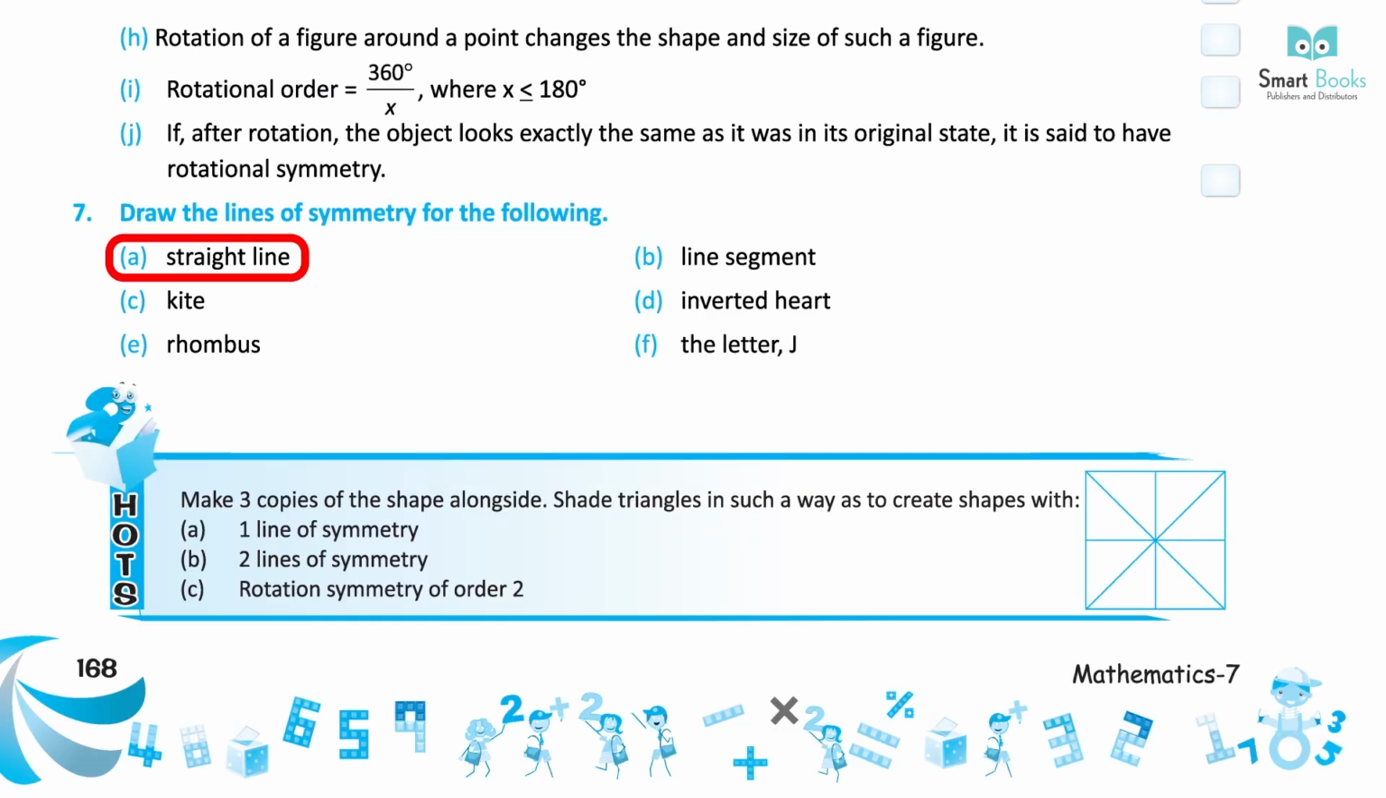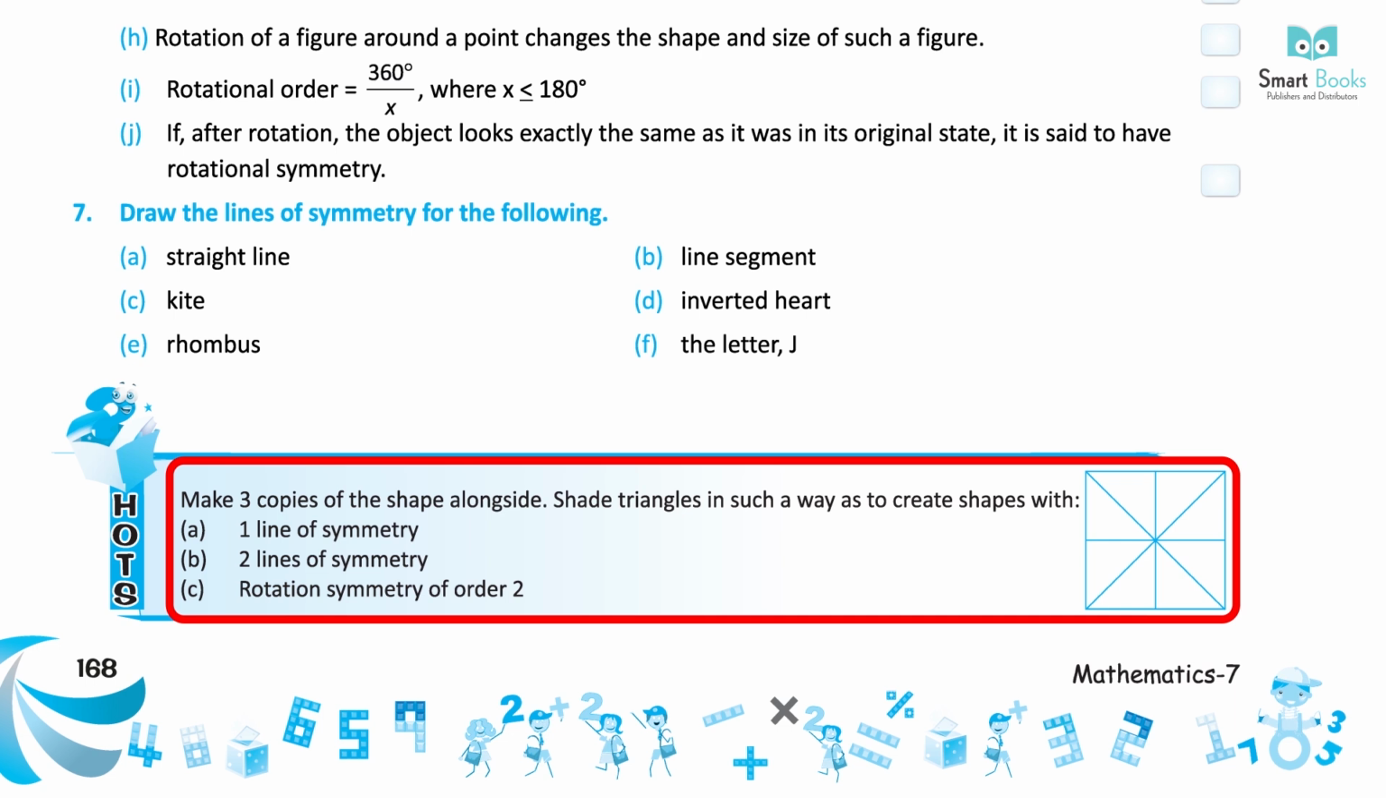Question 7. Draw the lines of symmetry for the following. A. Straight line. B. Line segment. C. Kite. D. Inverted heart. E. Rhombus. F. The letter J. Hearts. Make 3 copies of the shape alongside, shading triangles so as to create shapes with A. 1 line of symmetry. B. 2 lines of symmetry. C. Rotation symmetry of order 2.